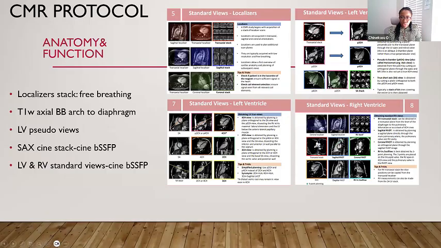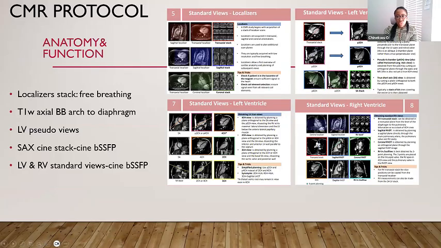And most people will do cines generally with the balanced steady state free precession method, except if we have contraindications, like if patients have a cardiac device of any sort, a pacemaker or loop recorder, and we want to take away the artifact, then we can use another pulse sequence like the gradient echo. We also want to get standard views of the right ventricle, and we've sort of described last week how we do that, but this is just a summary.